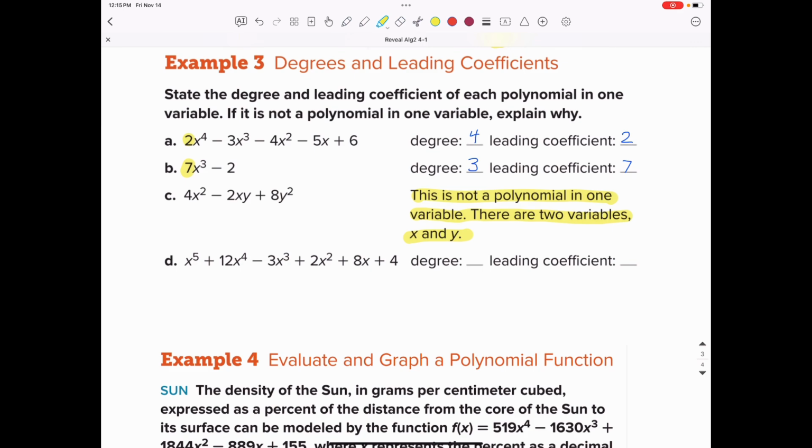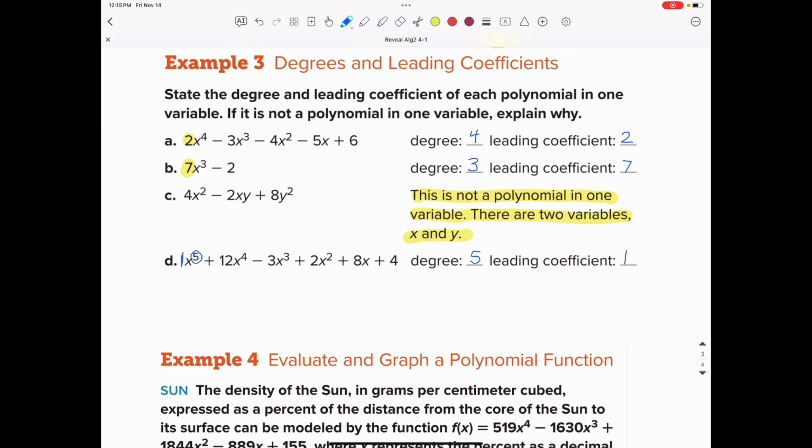Part D, that is a very long problem, but it is a polynomial with a degree of 5. The highest degree that you see, the highest exponent you see there, is a 5. And the leading coefficient is the coefficient of x to the 5th. I don't see a number there, so the assumption is that there is a 1 there. So we would say the leading coefficient is 1.